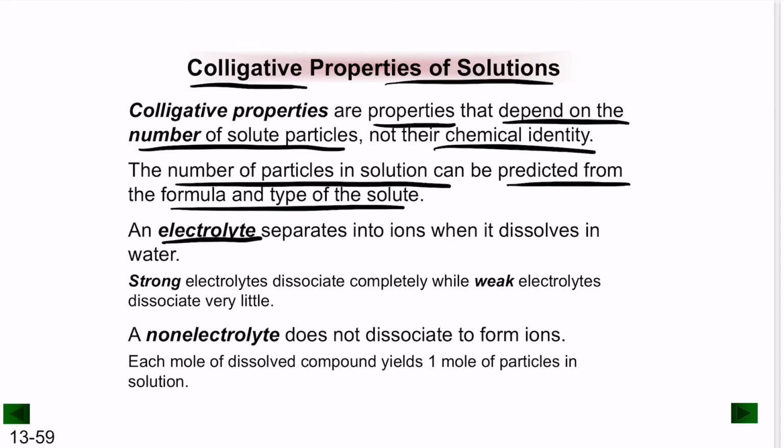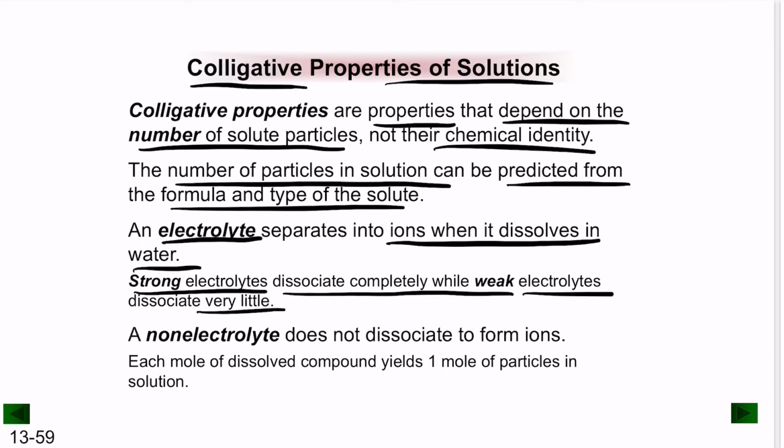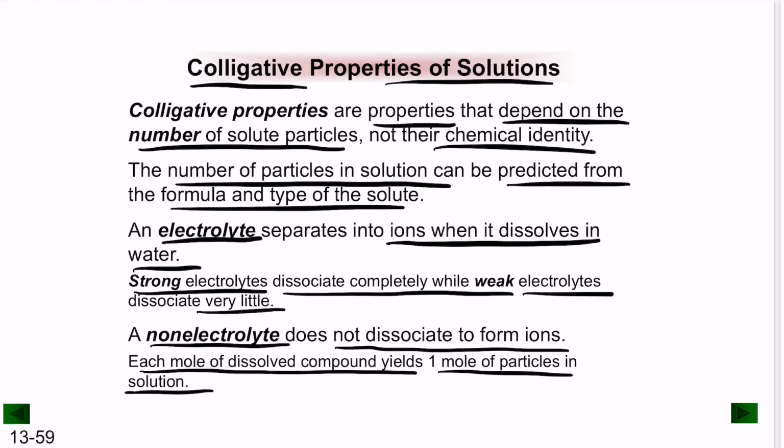Let's start with the first one, an electrolyte. What is an electrolyte? An electrolyte is a solution that can separate into ions when it dissolves in water. Strong electrolytes completely dissociate, while weak electrolytes dissociate very little. The next one is a non-electrolyte. A non-electrolyte is a solution that does not dissociate to form ions. Here each mole of the dissolved compound yields one mole of particles in the solution.